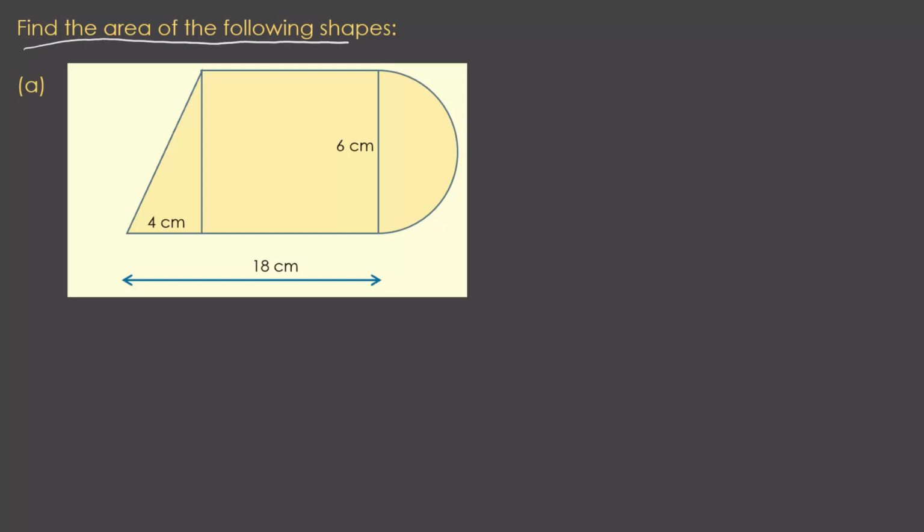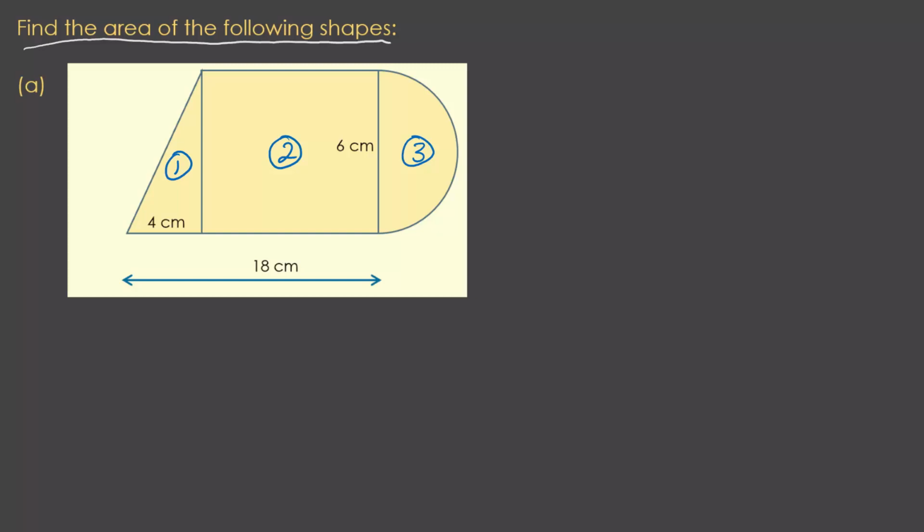Find the area of the following shapes. Note that we've got no different units here, so we don't need to do any unit conversions. Now I can identify that I have a triangle, which I'm going to call 1, a rectangle which I'll call 2, and a semicircle which I'll call 3.